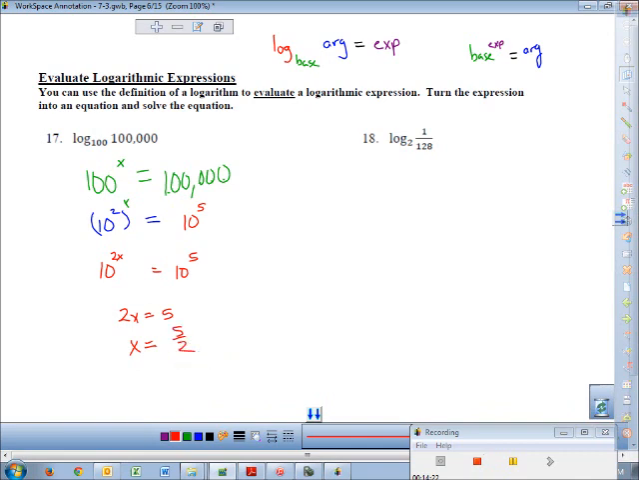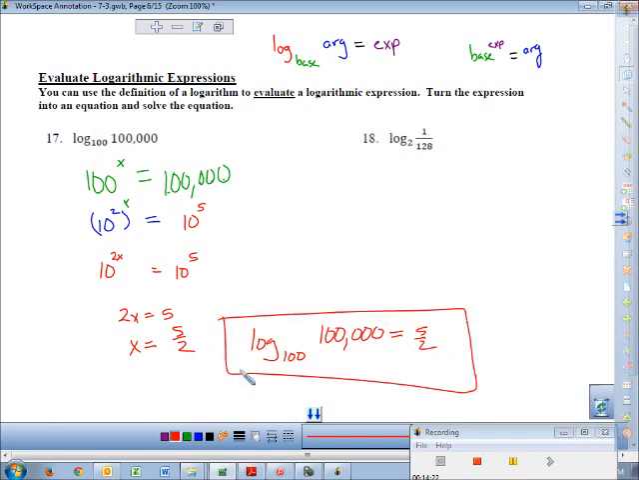Isn't that between 2 and 3? Like I already mentally figured out, it's got to be between 2 and 3. So there we go. Over here, give 18 a try. Barack Obama, give it a try. What? Oh, yeah, thanks. Log base 100 of 100,000 equals 5/2. Thanks, my bad. I got too excited there.